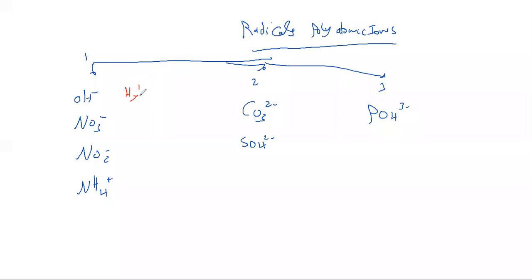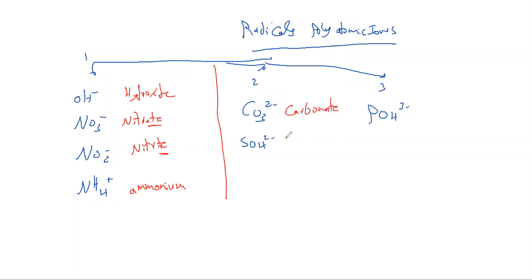So this is hydroxide, nitrate, nitrite, ammonium. And you have a difference between ammonium and ammonia. Ammonium is NH4 positive, ammonia is NH3. Carbonate and then sulfate have valency 2, phosphate has valency 3.